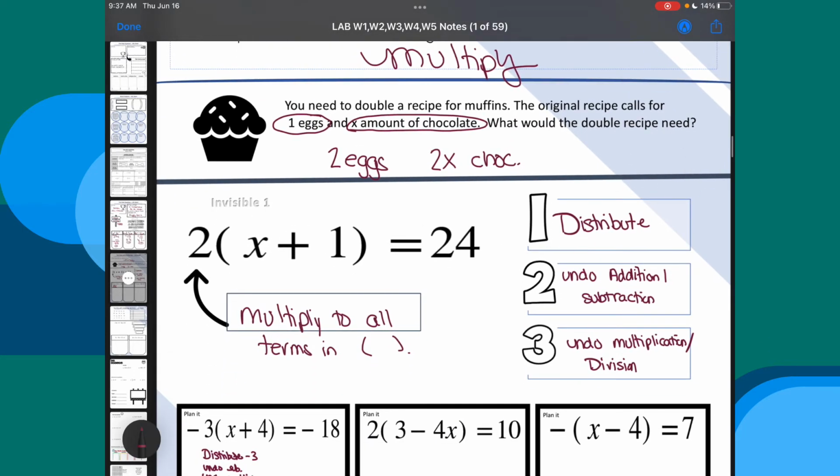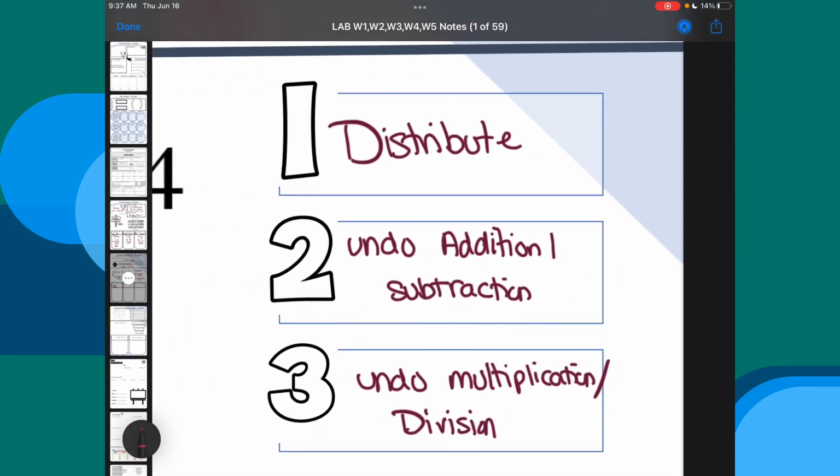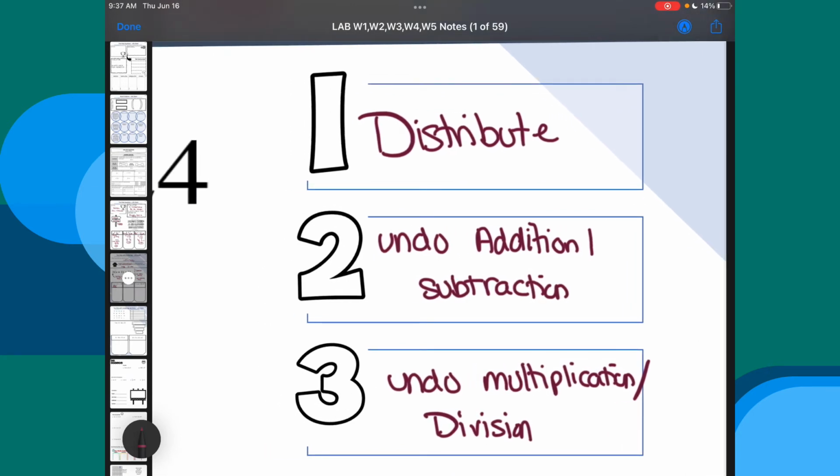When we distribute, we need to make sure that we multiply to all the terms in the parentheses. I also just want to remind you that when you have that invisible 1 in front of your x, to make it visible so we can see the math we're doing. So when we have parentheses and we're solving an equation, we want to first distribute. The second step would be to undo addition and subtraction. And then lastly, we would undo multiplication and division. These two steps are how you solve just a two-step equation. So we're taking something that doesn't look like a two-step and we're making it back into a two-step.